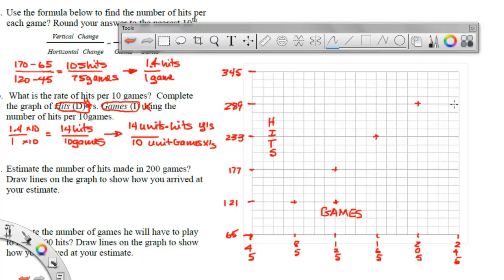1, 2, 3, 4. That's 5. 1, 2, 3, 4. 1, 2, 3, 4. 1, 2, 3, 4. There we go. We're right. So there's the diagonal.